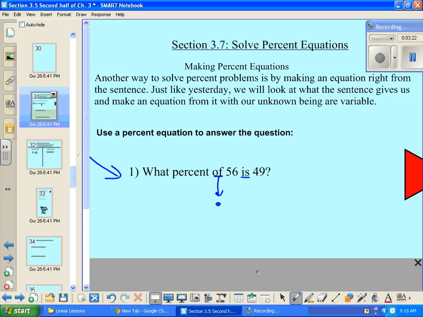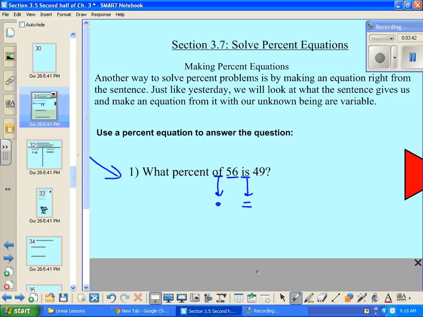We've talked about this before: if you have a problem where blah, blah, blah is 49, then "is" usually stands for an equal sign. That's what makes this an equation: we'll have an equal sign in it. We'll have some stuff equals something else. So we can see this is going to fit into being an equation.